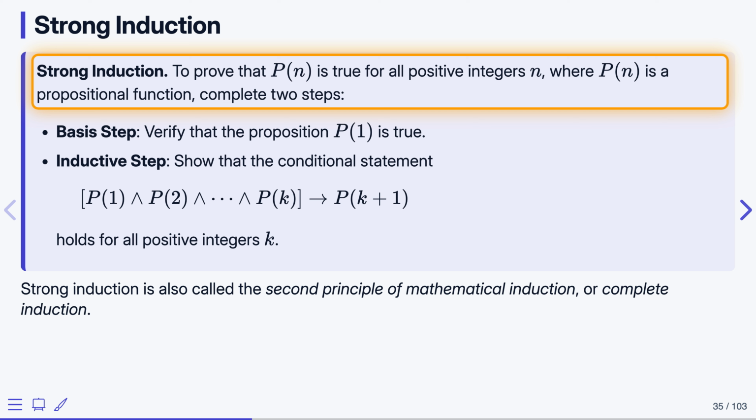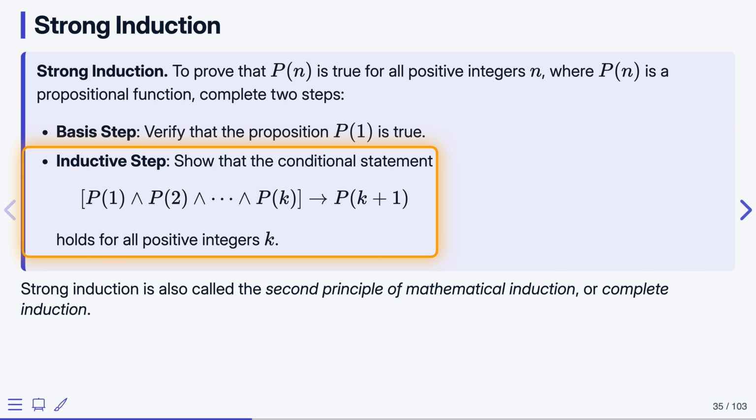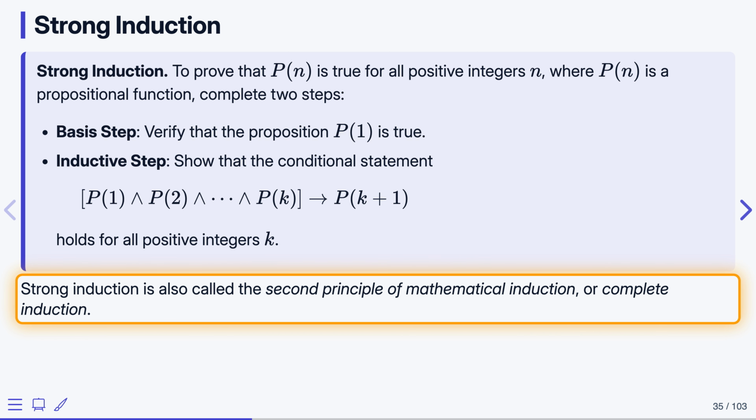Strong induction has the same 2 steps as before. We still want P of n for every positive integer n. The basis step is the same. We check P of 1. The difference is in the inductive step. Here you may assume every case up to k: you assume P of 1, and P of 2, and so on, up to P of k. From all of that you prove P of k plus 1. The method also goes by 2 other names: the second principle of mathematical induction and complete induction.